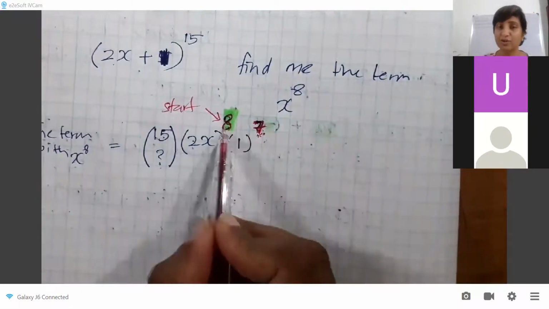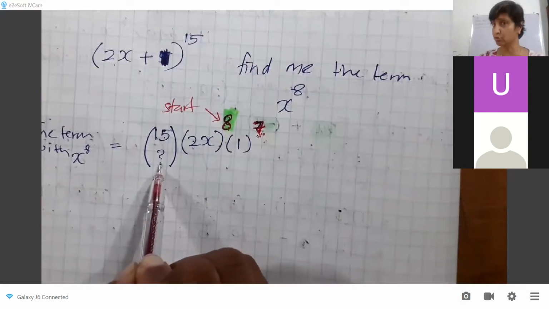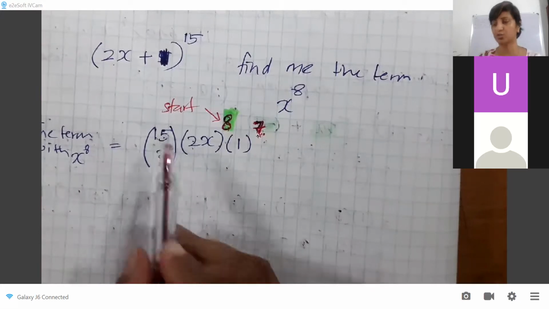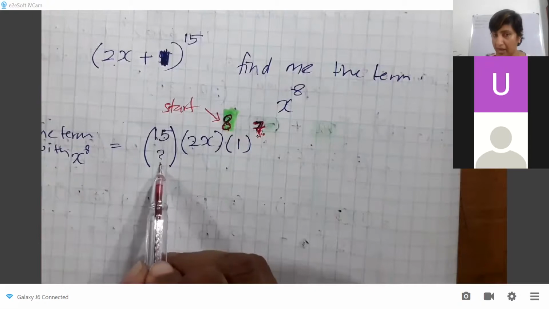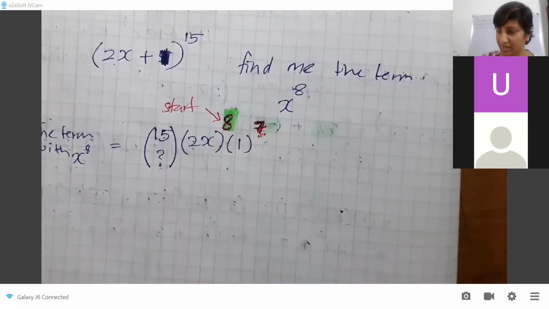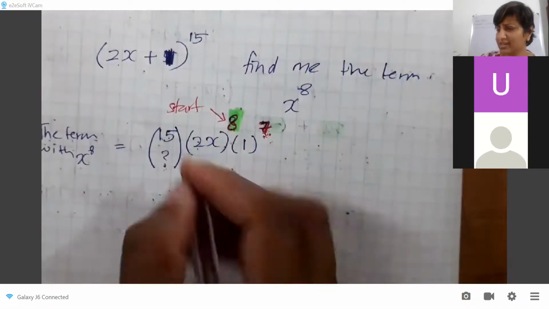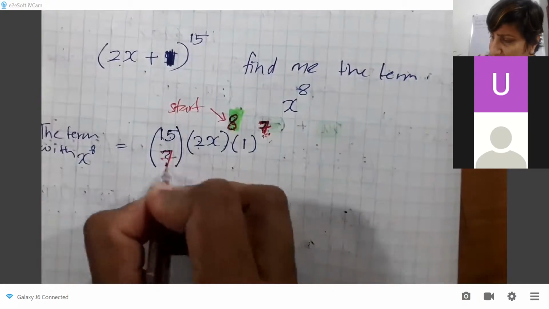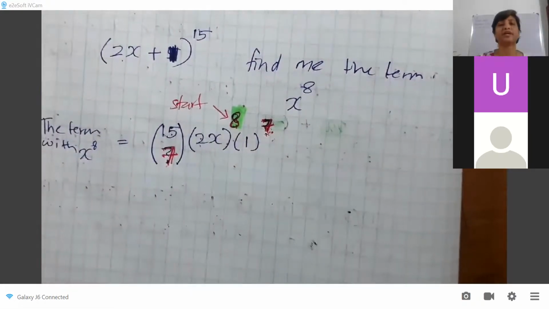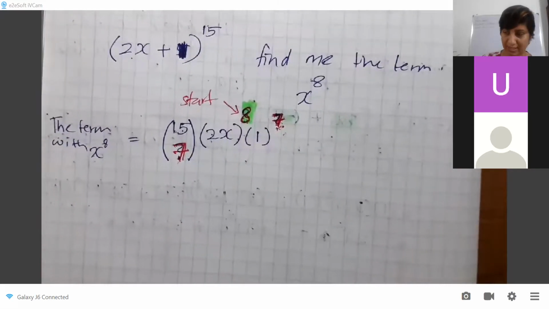Once you have done those two, now you can easily fill this question mark. It could either be 8 or 7. Does not matter. They both are the same. 15 choose 8 is the same as 15 choose 7. So it doesn't matter what you put here. Once those two are done, you fill this either with 8 or with 7. You have figured out the term. Now you just have to compute it.